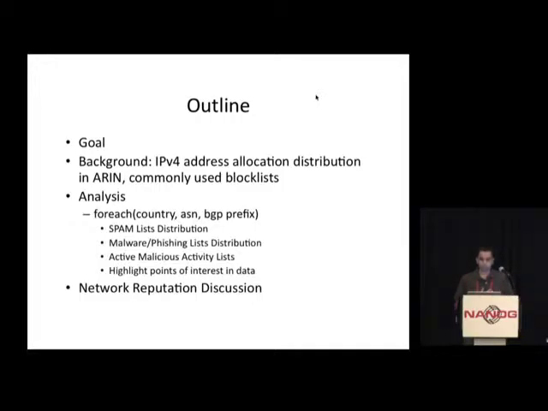The background: we're basing everything off of IPv4 address allocation distribution for the ARIN region. This talk is focused specifically on this area. And then we use commonly used block lists. The analysis we do is for each country, ASN, and BGP prefix. We do a breakdown for spam lists, malware, phishing, and active malicious activity. We highlight some interesting points if there are any, and then towards the end we discuss where this is going and what it means.